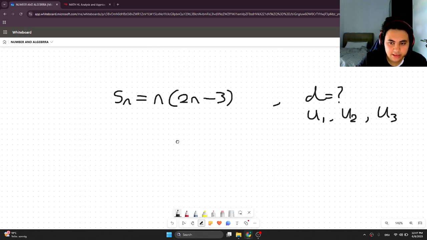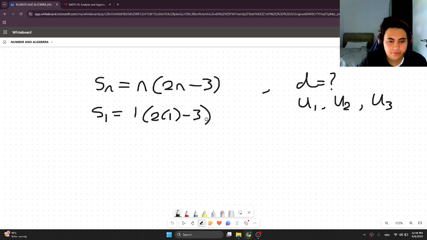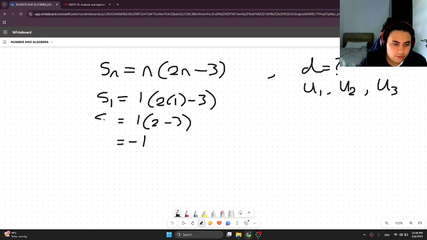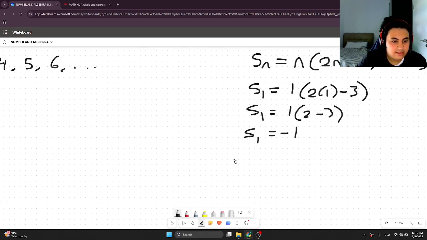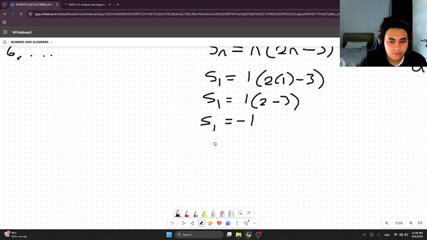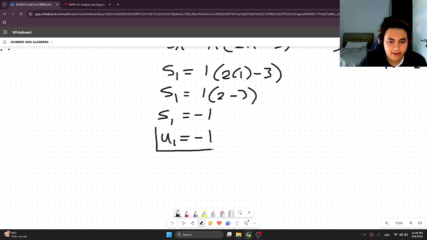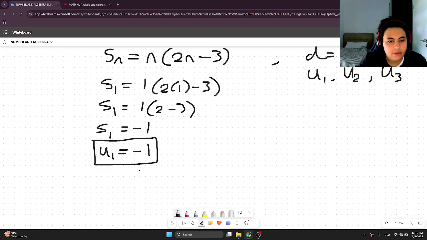So taking that knowledge and applying it here, I can say the sum of the first term, and then plug in the information. So I have 1 times 2 times 1 minus 3. This is going to give me 1 times 2 minus 3, which is 1 times negative 1, which is negative 1. So the sum of the first term is negative 1. And since the sum of the first term is equal to u1, I now know that u1 is equal to negative 1. So this is my first value.